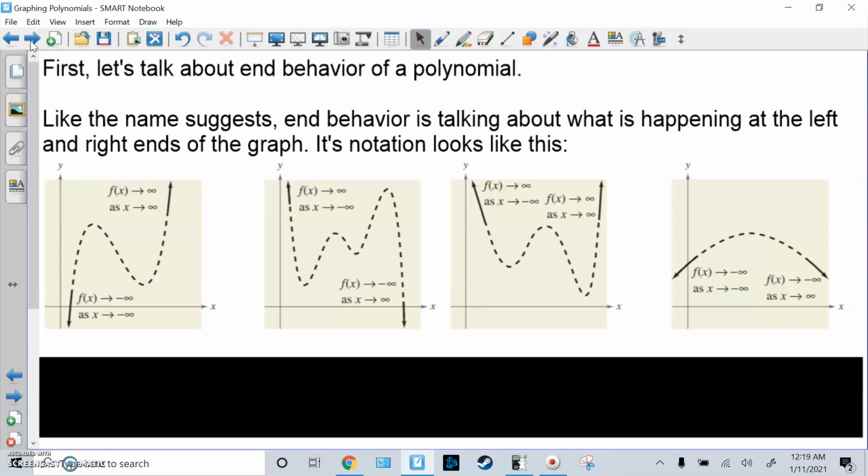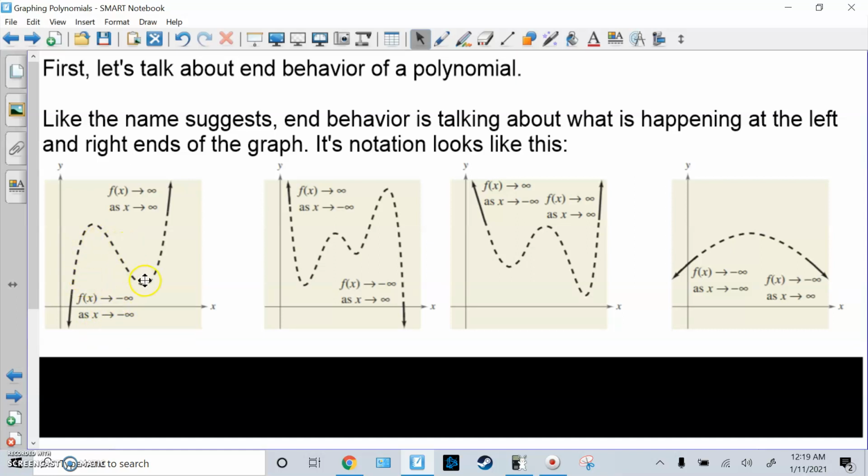Like the name suggests, end behavior is talking about what is happening at the left and right ends of a graph. Its notation looks like this. You'll see this f of x, arrow, like some infinity sign. This says f of x, the y value, approaches positive infinity, meaning it's going up as x approaches infinity. So as x is going to the right side, y is going up. Down here, f of x, so y approaches negative infinity, meaning it goes down as x approaches negative infinity. So as x goes left, y goes down. You read it backwards if you want.